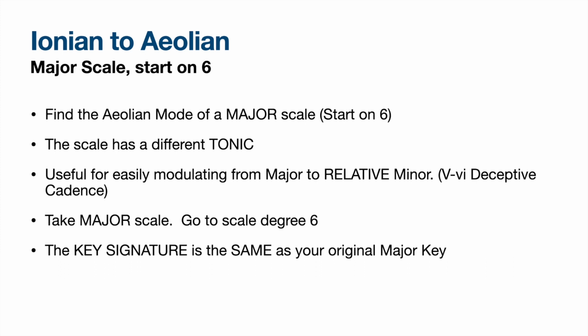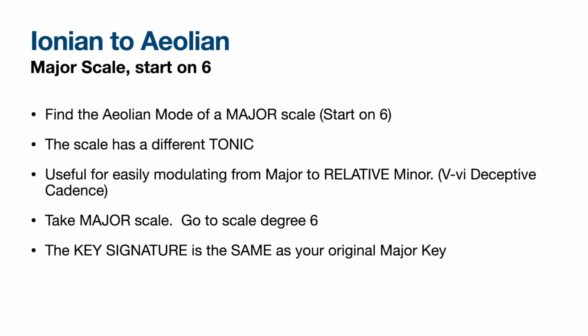Later on, when we get to cadences and chord progressions, getting into the minor key is a very easy thing to do. It's called a deceptive cadence. So instead of 5-1, you can do a 5-6, use that as your resting pitch, and then easily go off in the relative minor. All right.